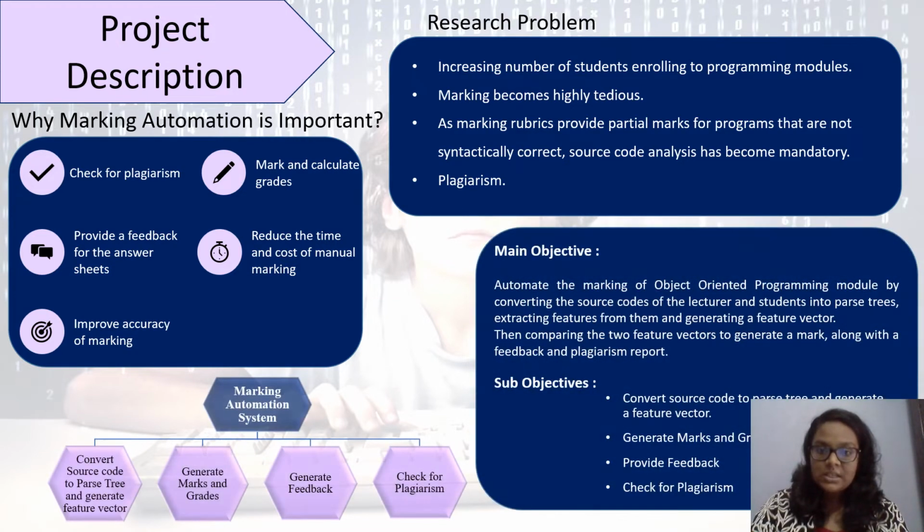When you consider the main objective of our research, it's to automate the marking of an object-oriented programming module by converting the source codes of the lecturer and the student into parse trees, extracting features from them, generating a feature vector, comparing those, and generating a mark and a grade along with a plagiarism report and feedback. So these are our sub-objectives, which have been divided into 4 components: converting the source codes into parse trees and extracting features, generating a feature vector, then generating marks and grades, checking for plagiarism, and providing feedback.